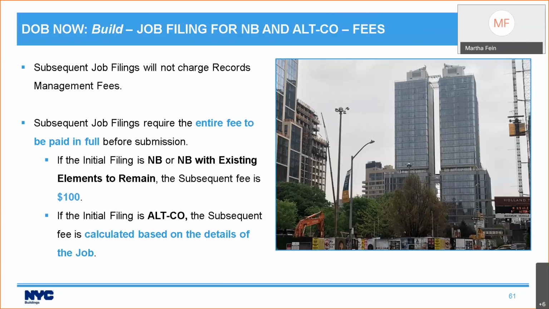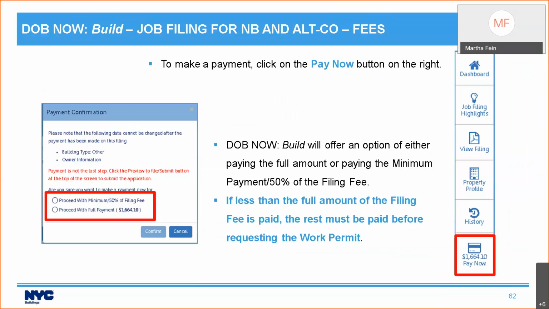So what is that fee for subsequent job filings? Well, depends. If your initial filing is new building or new building with existing elements to remain, your subsequent fee is a flat fee of $100. However, if your initial filing is Alt-CO, the subsequent fee is going to be calculated based on the details of the job. So let's look at how this pops up.